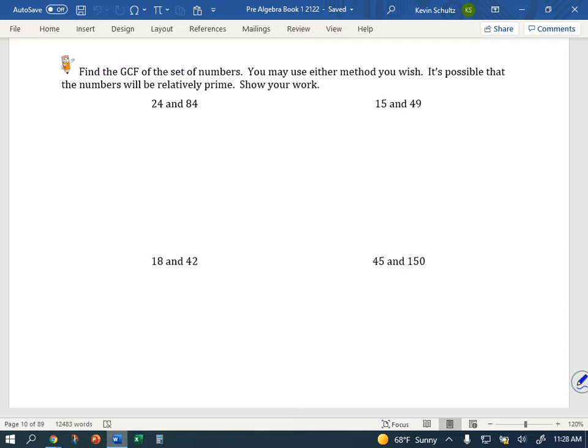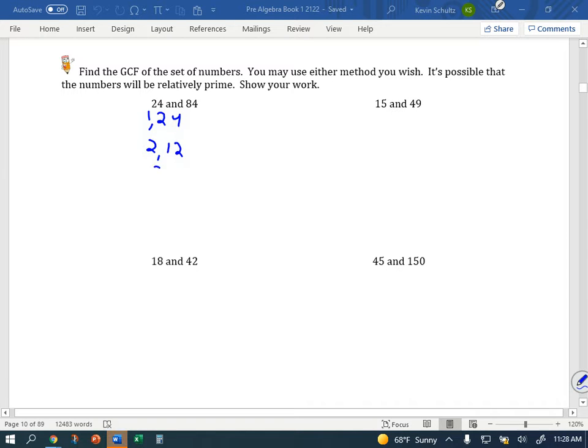So 24 and 84. Raise your hand if you did the listing method, which is where you just go through and list factor pairs of each number. Raise your hand if you did the listing method. Nothing to be ashamed of. It's just fine. Raise your hand if you did the grid method, the box method, box grid.